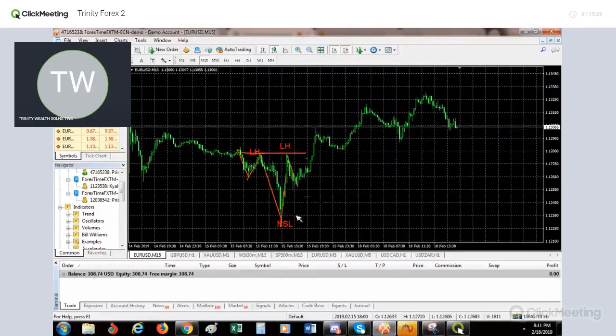All right? Start scanning through the chart. What more can the chart tell me? First of all, at the very bottom here where it printed the new structure low, the tail is long. There was so much rejection. The bulls are coming in, all right? So there's a possibility the market is reversing.